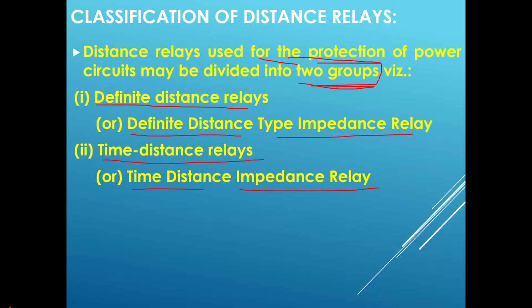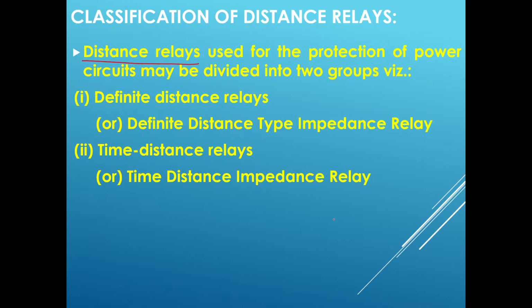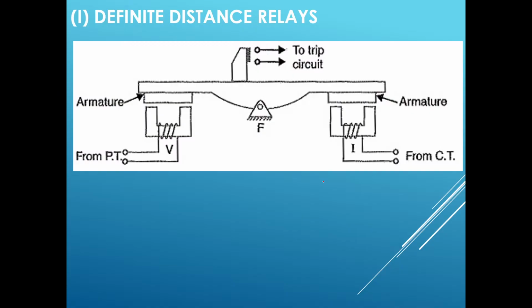So let us see the operation of these two types of distance relays. Here is a schematic diagram of a definite distance type impedance relay. If you carefully observe, it consists of a pivoted beam. This is the beam, which is pivoted at the center and is free to move at both ends.